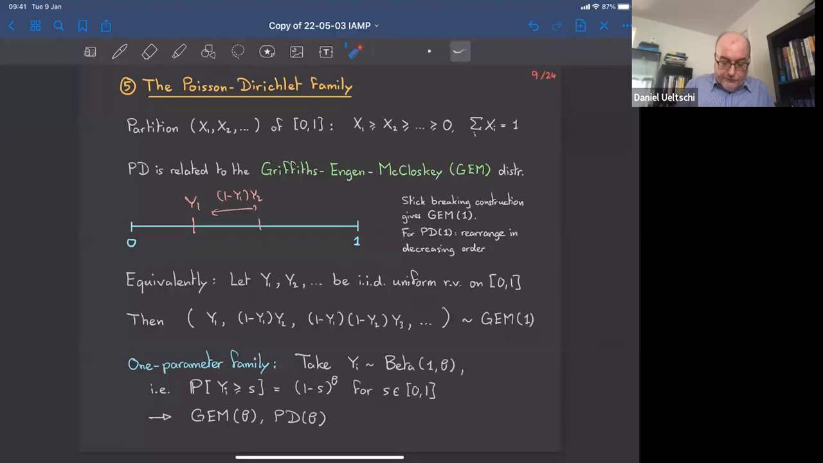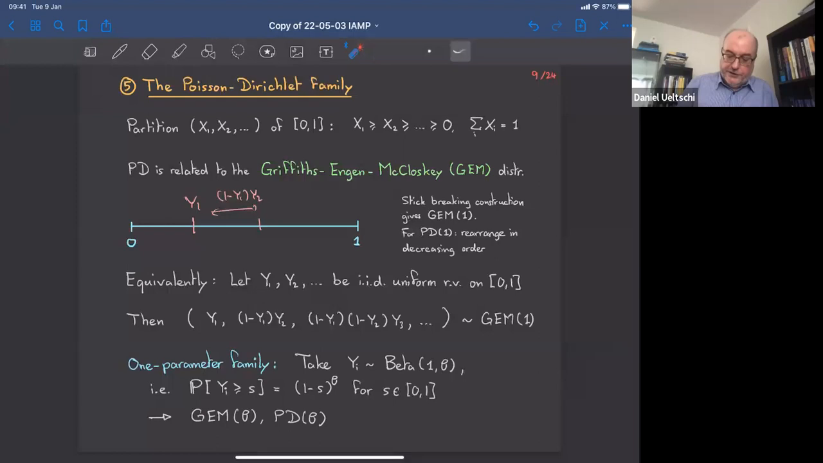And then you can do exactly this construction over here. So you get a sequence of IID beta random variables, and you look at this vector over here, and this gives GEM of parameter theta. And you rearrange from the largest to the smallest, and you get Poisson-Dirichlet of parameter theta. So this is well defined. I hope everybody agrees that that's something that we understand. So there is this Poisson-Dirichlet distribution here.